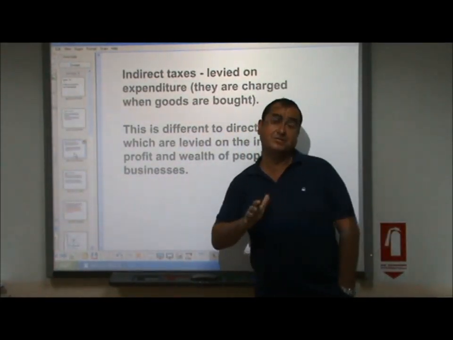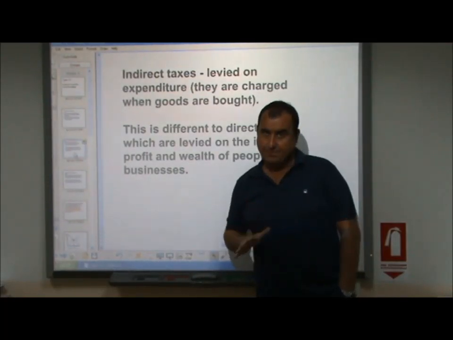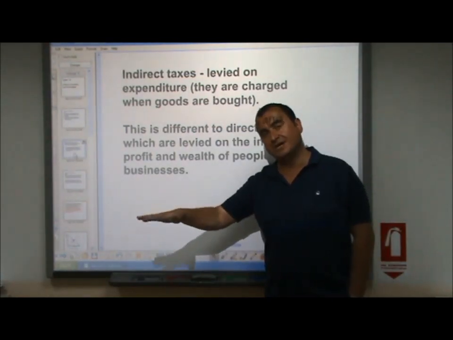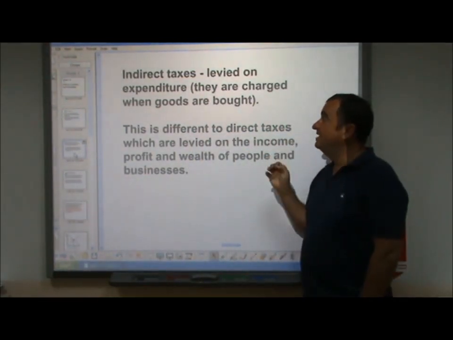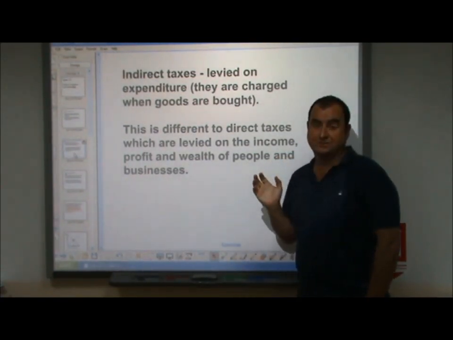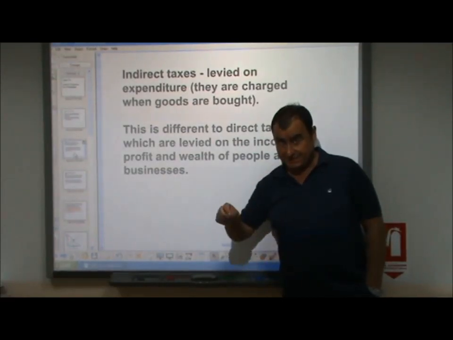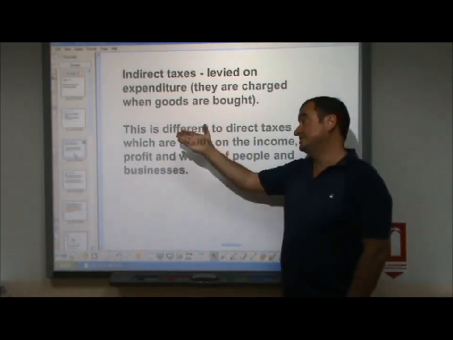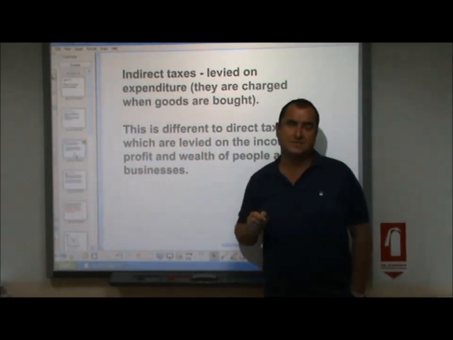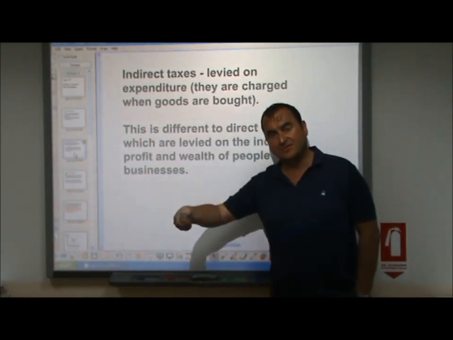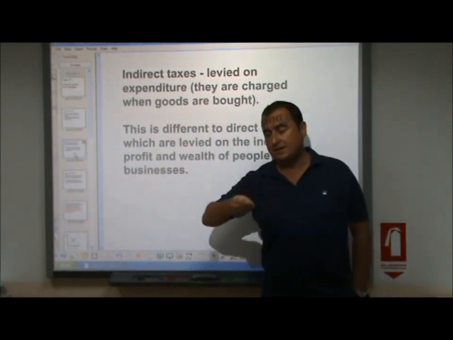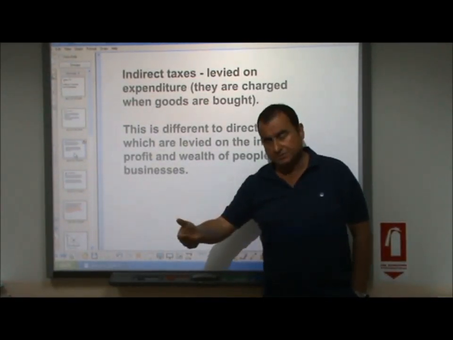and we're only interested in looking at indirect taxes at the moment. So let's be sure we understand what an indirect tax is compared to a direct tax. Indirect taxes are levied on expenditure. That means that they are charged when goods are bought. Okay, the tax is paid when the good is bought. That's different to direct taxes, which are levied on the income or the profit or the wealth of people and businesses. So not at the point of exchange. We're only interested in indirect taxes, taxes that are paid when an economic transaction takes place and something is bought.